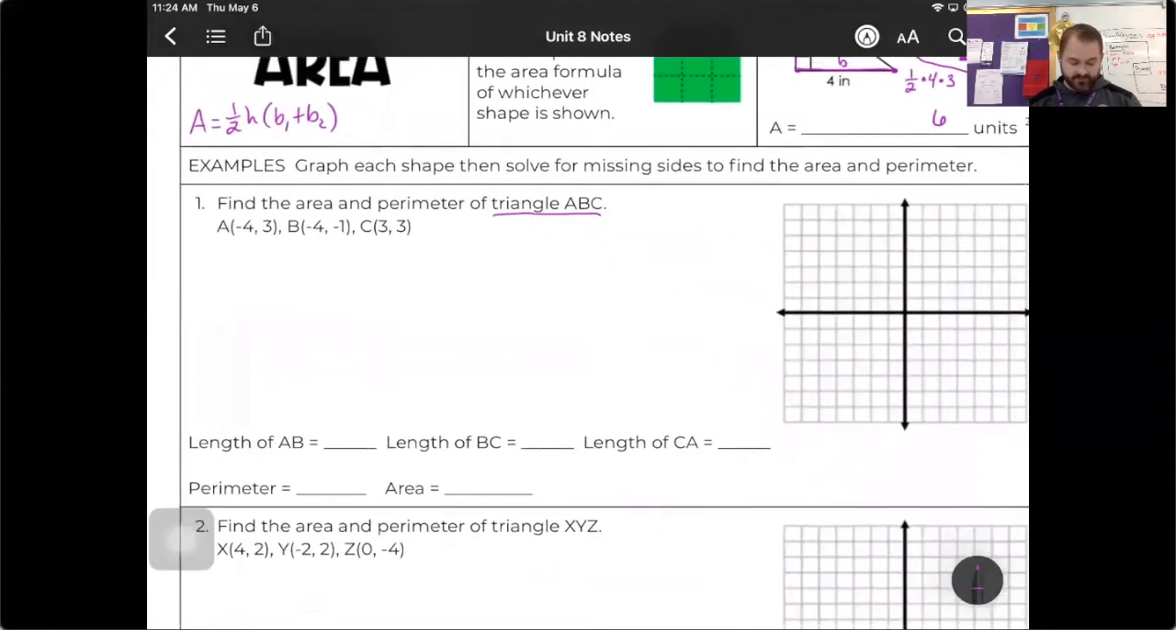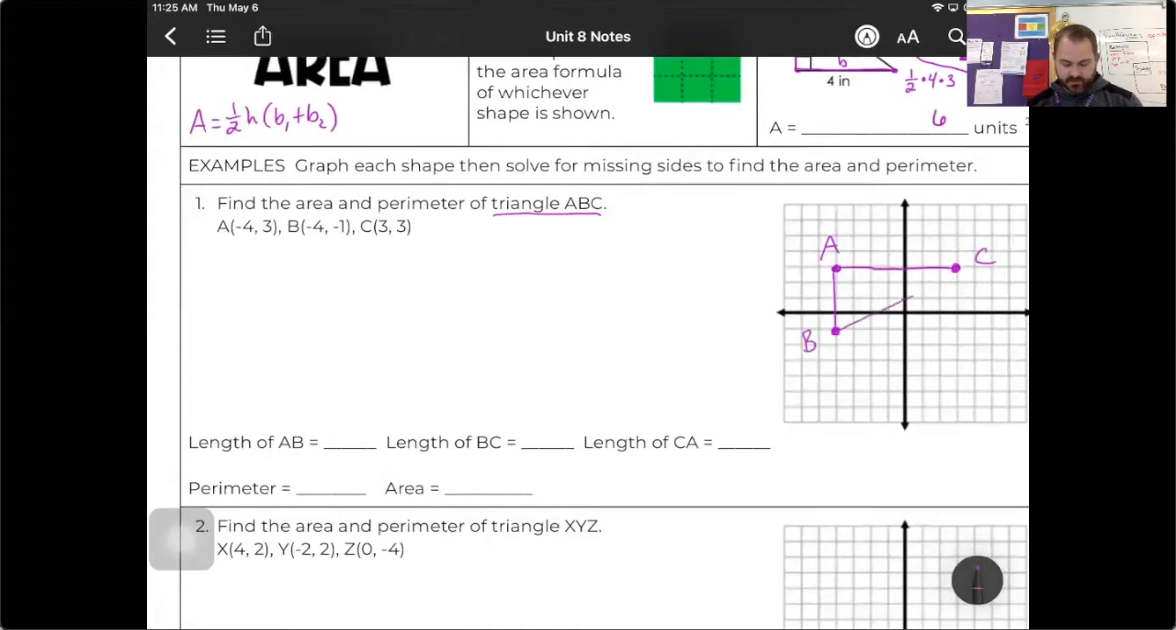So A is at (-4, 3). Remember, your x coordinate comes first. So that's from the origin to the left 4, up 3. There's A. Want to make sure we label with the letter. B is at (-4, -1), so directly below A. And C is at (3, 3). So there's C. Now, when I connect the sides, you'll see this is a right triangle.